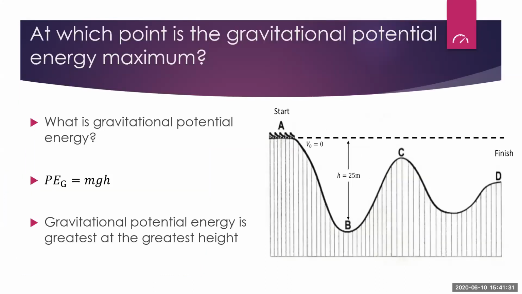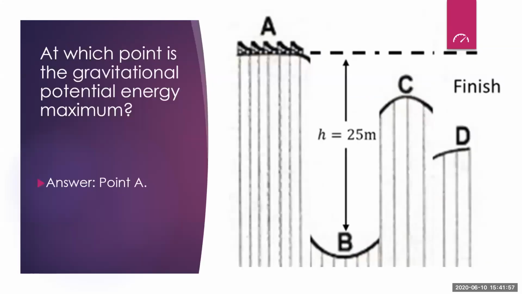Gravitational potential energy in this situation is the energy that the roller coaster possesses due to its height or elevation. We can further define gravitational potential energy with the equation PEG equals mgh. Our question B asks us, at which point is the gravitational potential energy maximum? We know from the equation for PEG that the position with the greatest height will have the greatest potential energy. We compare the different points on the roller coaster to find which one has the greatest height. From the illustration, we can deduce that this must also be at point A.